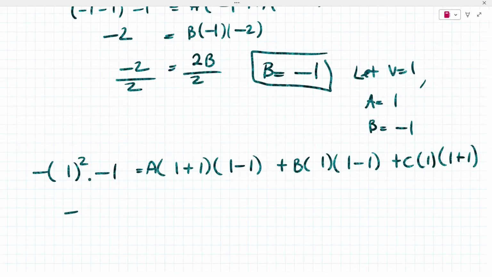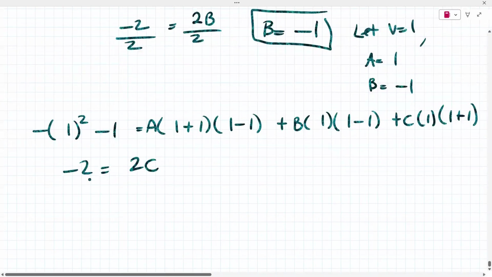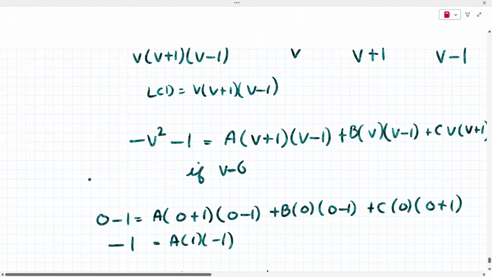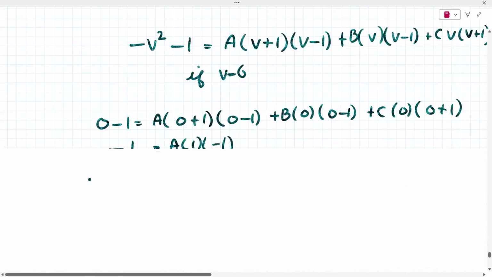So left is -2 equals 2C, and then you're going to get C equals -1. So if you simplify, what's the left? On the left, you can take the integration of both sides. 4 is a constant, so you could take that out.